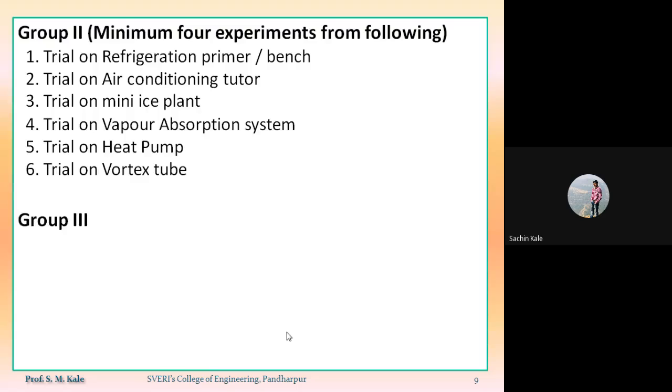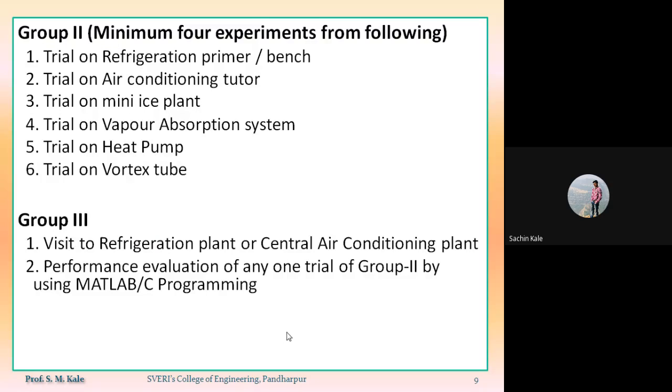Then whatever group 3 is there, that group 3 is compulsory part. In that first one is the industrial visit to any refrigeration plant or central air conditioning plant. Refrigeration plant means any dairy plant or cold storage plant or ice manufacturing plant. Central air conditioning plant means a location where central air conditioning is available, that may be in a mall or a temple or a cinema theater. There we have to visit.